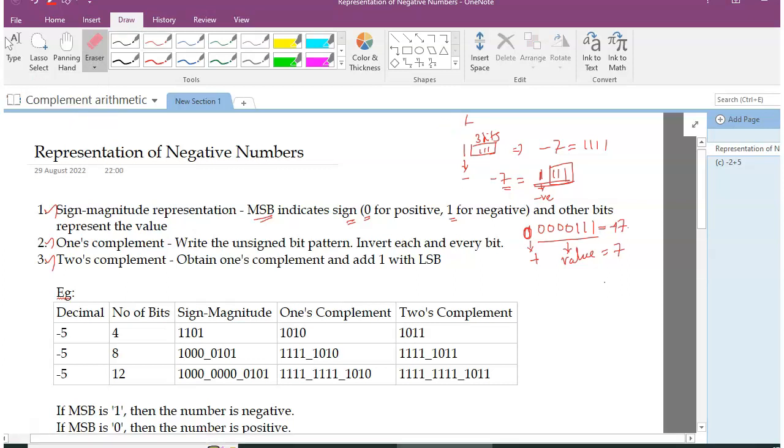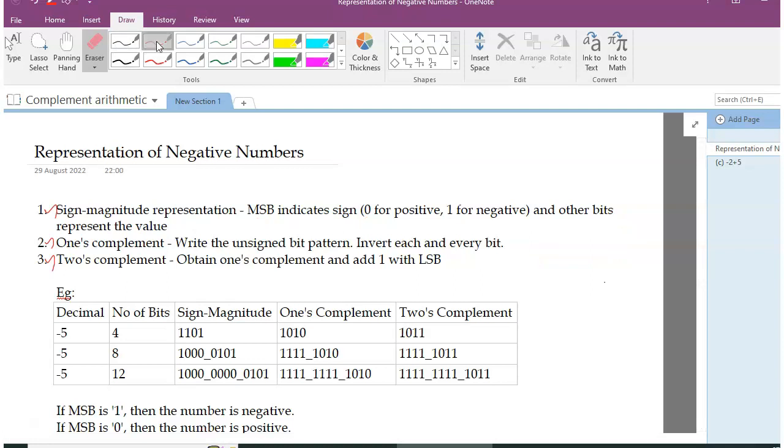We have 2 more representations. These are widely used in our digital systems: ones complement and twos complement. In ones complement, to write a negative number, first we have to write the unsigned representation. For example, let's take again -7. The unsigned representation of 7 in 8-bit format is 0 0 0 0 0 1 1 1. This is the unsigned representation. This underscore is to see the bits clearly.